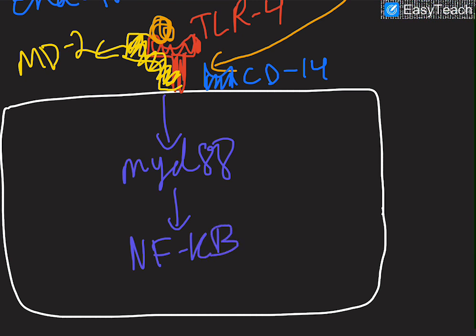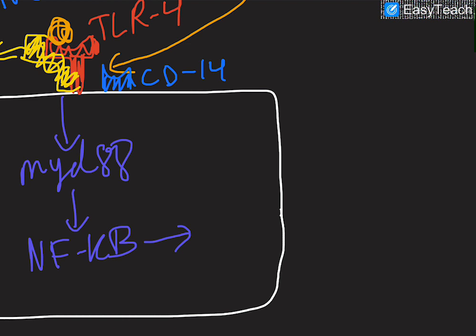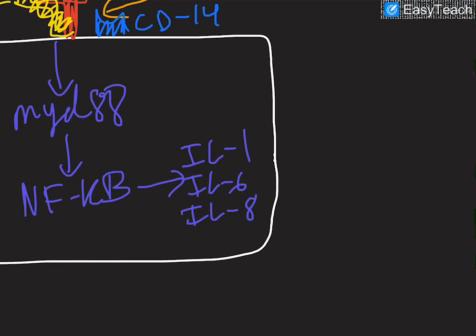And we know nuclear factor kappa B goes to your nucleus, increases gene expression, and leads to the production of many, many cytokines like interleukin 1, interleukin 6, interleukin 8, interleukin 12, TNF alpha, right? And so on.